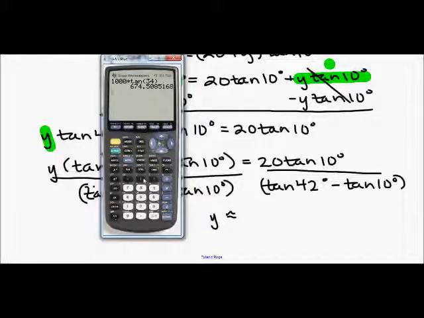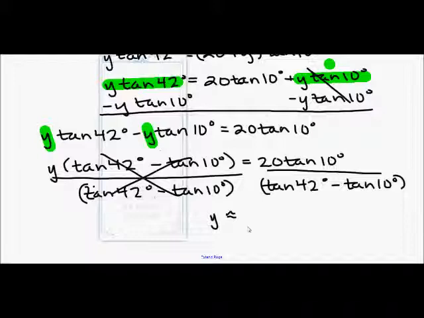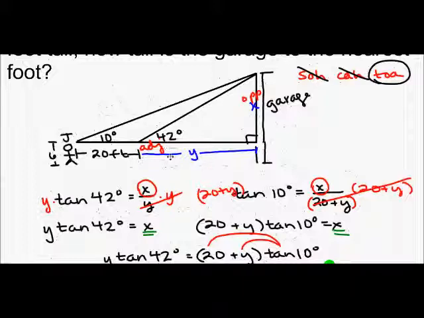Okay, so on top we have 20 tan 10 degrees. Make sure you close the parentheses. Divide by tan 42 degrees minus tan 10 degrees. And I get Y is approximately 4.87. You do want to hold on to a few decimal points here. If you want to put a few more so your answer is more accurate, that is beautiful. Okay. Now, we didn't want to find Y, though. We want to find the height of the garage. We just have Y. So this is 4.87 approximately.